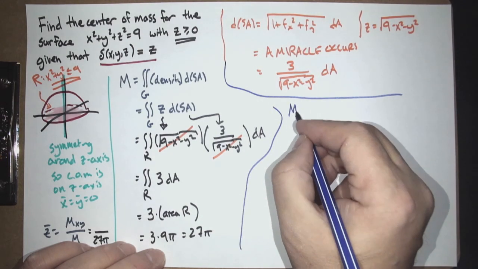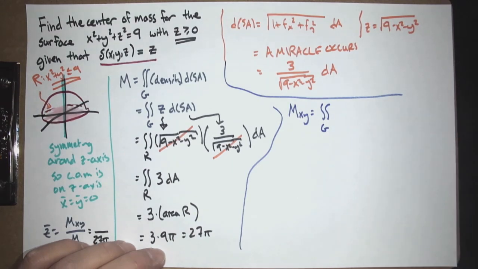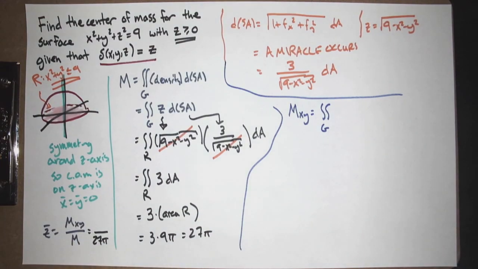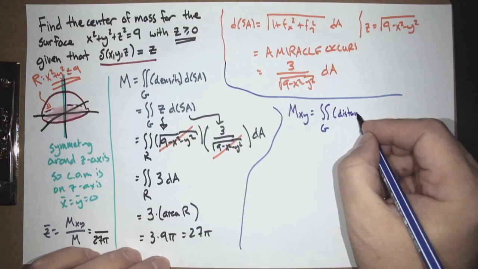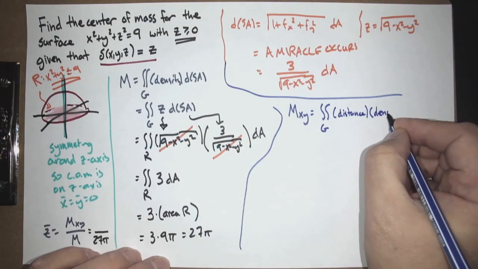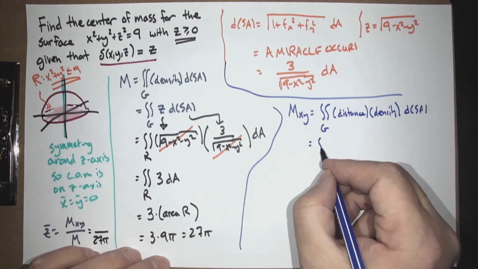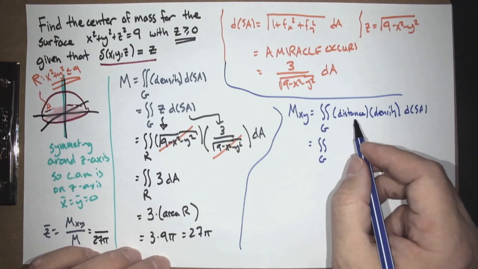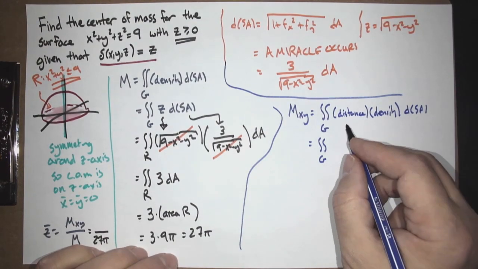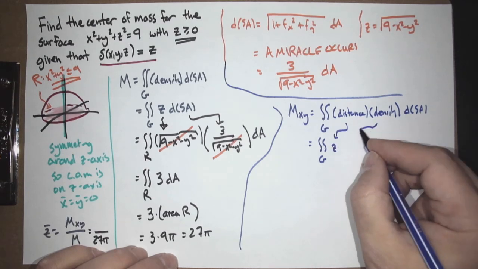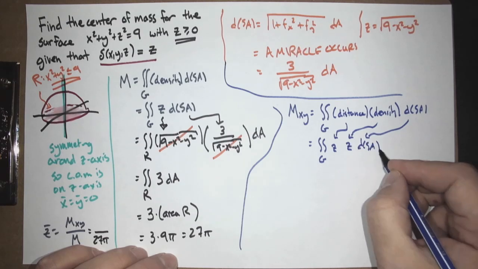We're going to take a moment now. When you do moments, what changes? What gets added? It's a distance. Moments are distance, density, and then, in our case, bit of surface area. So, integral over G. What is our distance to the xy plane? z. So this distance becomes z. This density is also z. And then this dSA is still dSA.